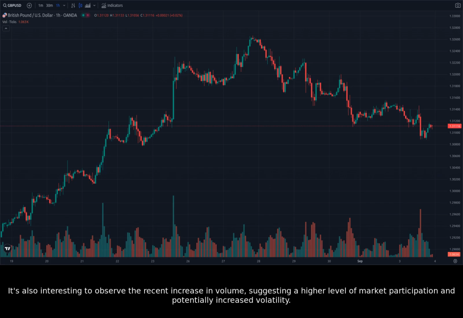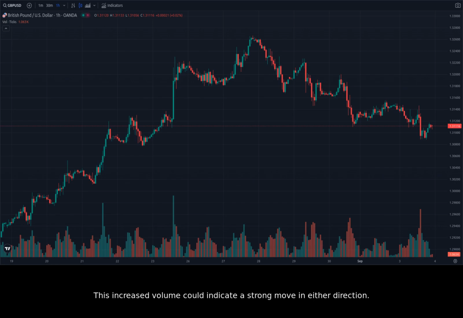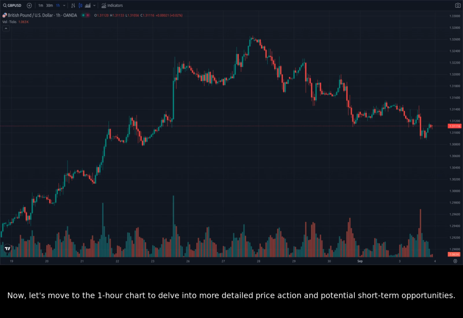It's also interesting to observe the recent increase in volume, suggesting a higher level of market participation and potentially increased volatility. This increased volume could indicate a strong move in either direction. Now, let's move to the one-hour chart to delve into more detailed price action and potential short-term opportunities.